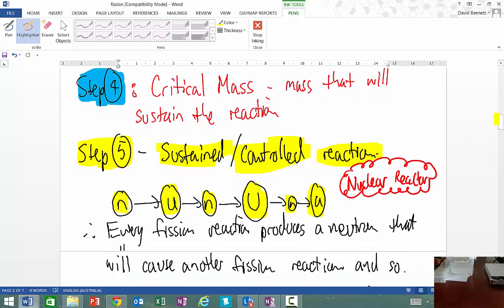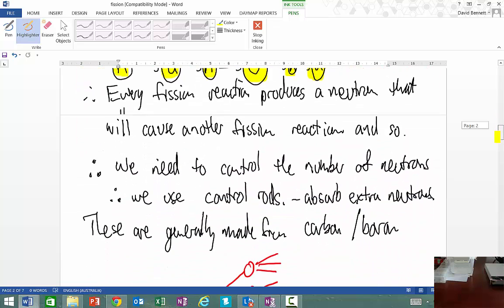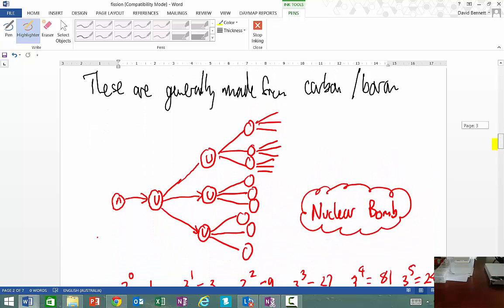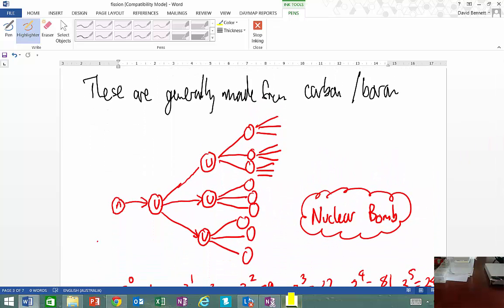So once we get up to a reaction rate that we're happy with, we have 1 neutron producing a reaction and producing another neutron to produce another reaction. If not, then we have a bomb situation. Okay, we'll leave it there and we'll talk about that in class.